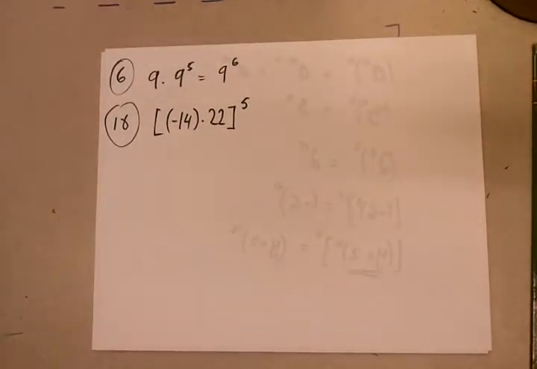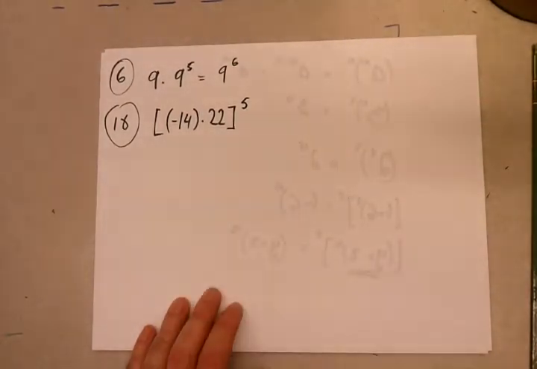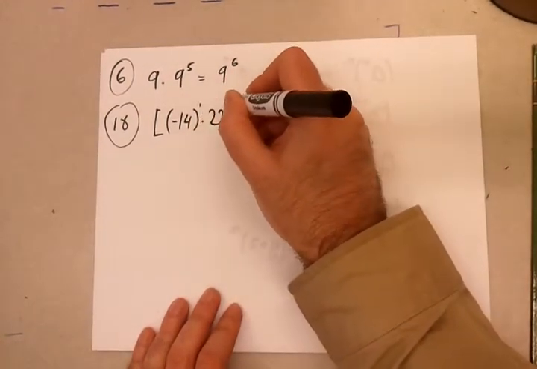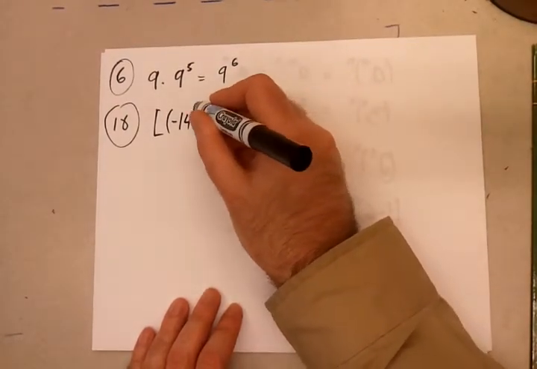Now, if you remember, in this case, it looks a little strange, but this is a power to the power problem. The negative 14 is to the first power. The 22 is also to the first power. So essentially what you're going to be doing is multiplying the powers here, because again, this one has a power to the first and this was to the first power. So you're going to be multiplying 5 times 1.